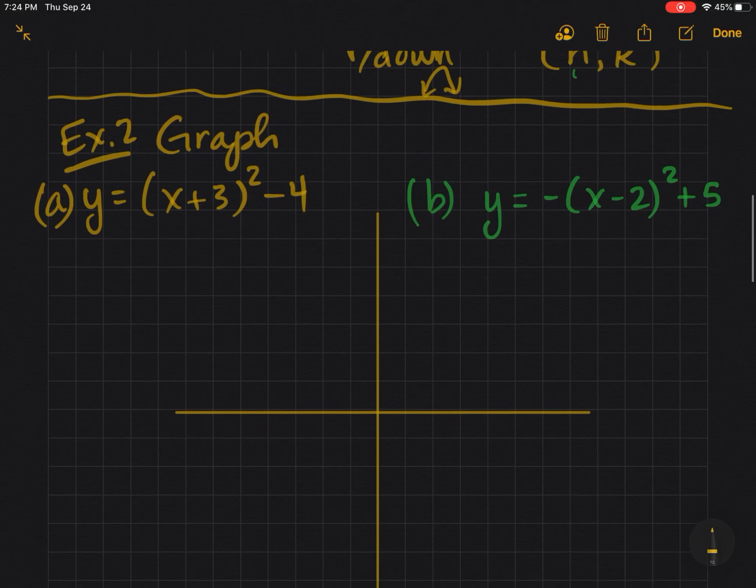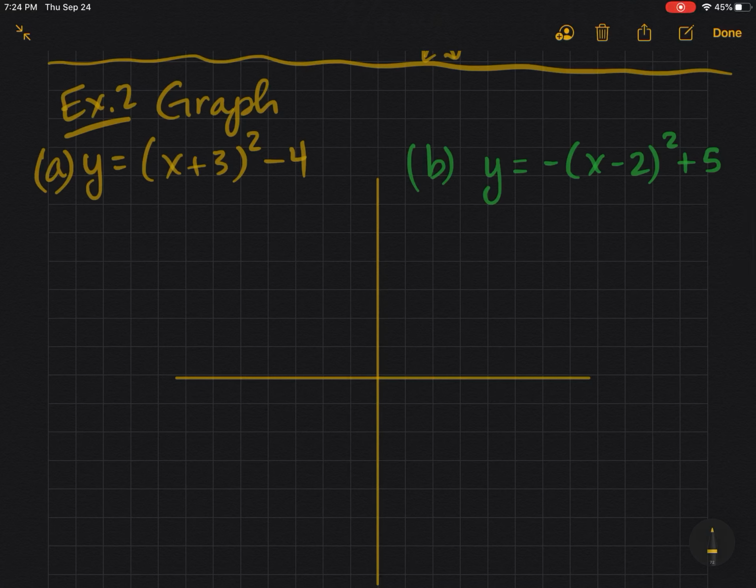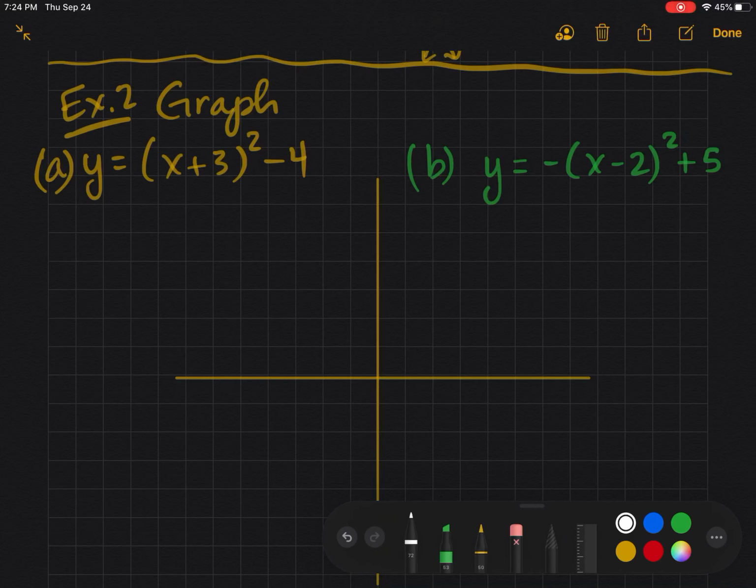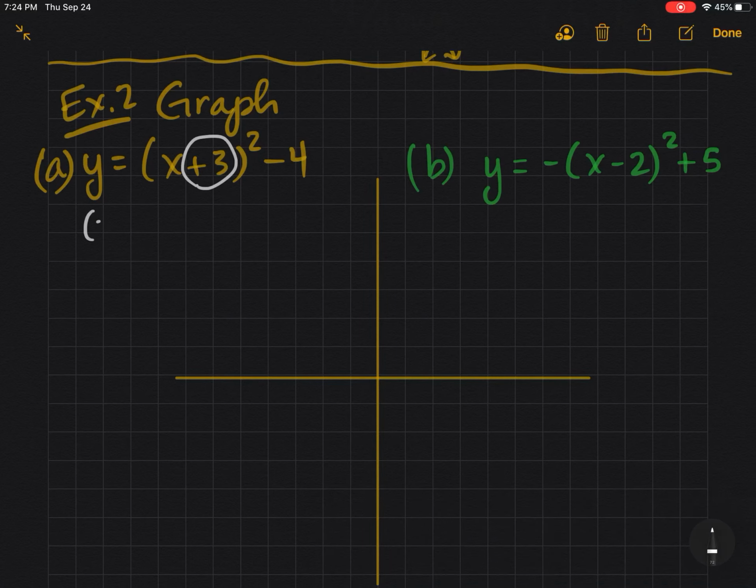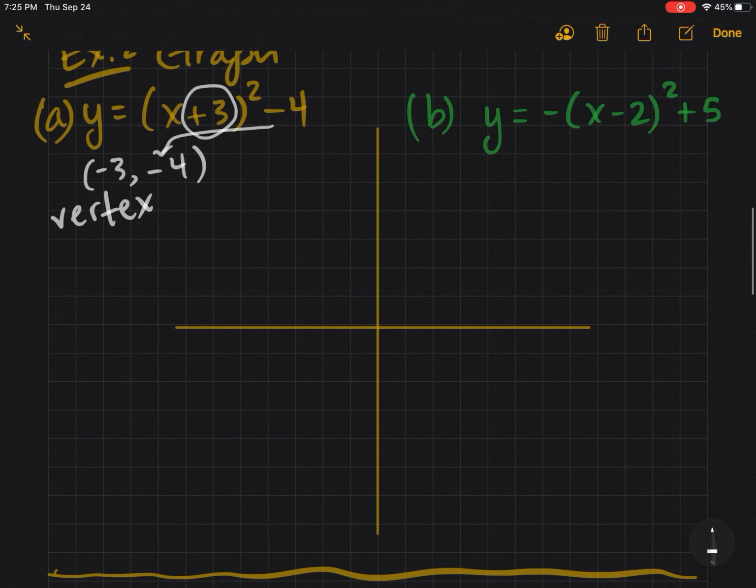The parent function. So now, let's look here. We can start off by figuring out the vertex. So we're going to go opposite. So that's -3. And keep this one the same. That's -4. That's the vertex. Now we go to the vertex. -3, -4. 1, 2, 3, 4. And now, because this is positive, that means this is going to open upward.